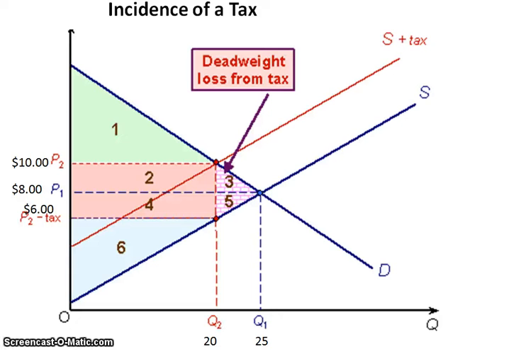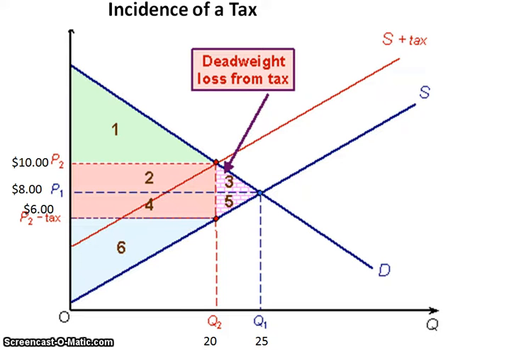Hi guys, I am here talking about the incidence of taxes, or the burden of taxes. When we're looking at this, some of the things that we want to be able to do is recognize the amount that consumers and producers are having to pay. That's the incidence of the tax. We're also looking at the deadweight loss and the changes in consumer and producer surplus.